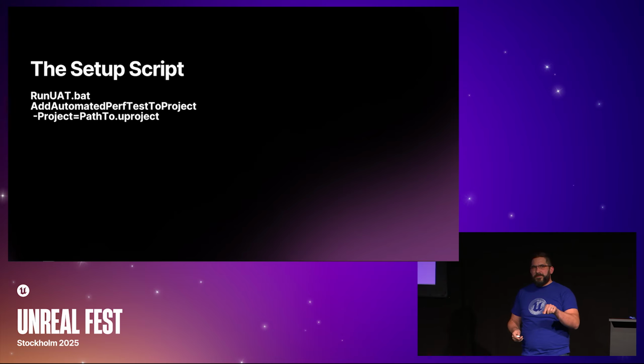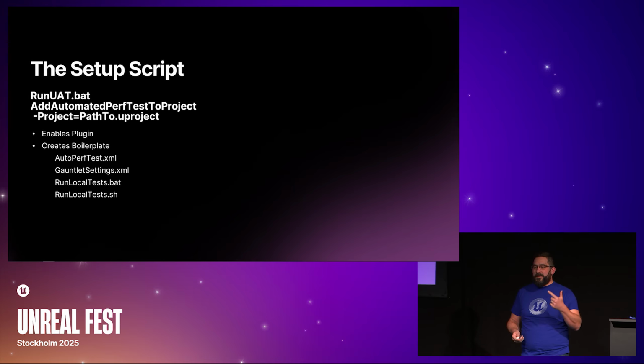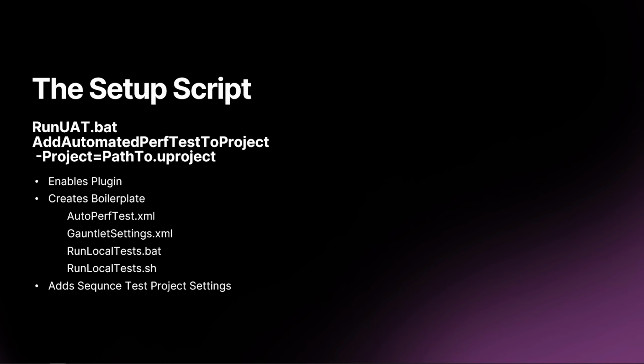Do make sure that everything's already checked out: default engine INI and U project. But once it runs, it's going to, of course, enable the plugin. It's going to create the four boilerplate scripts that we need, which are the build graph, the gauntlet settings XML, and the batch file and shell scripts so you can run things locally. And it's going to add a dummy sequence to your project settings.